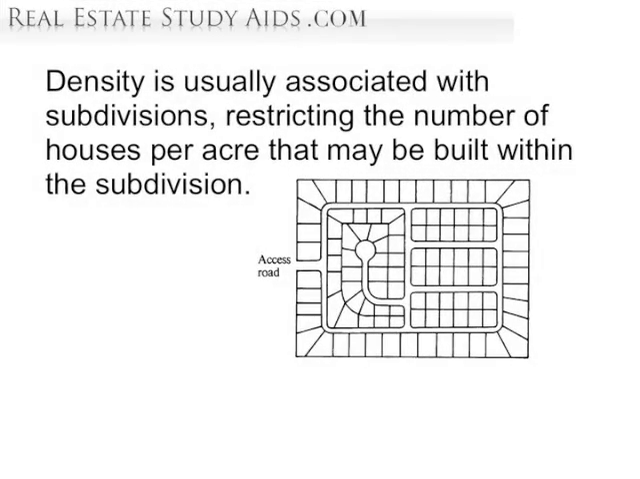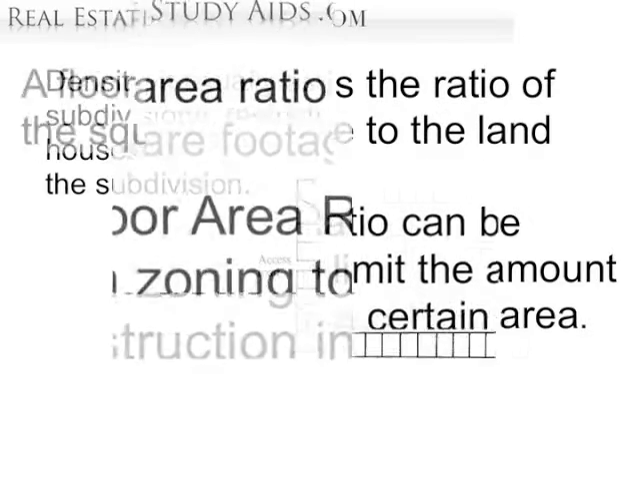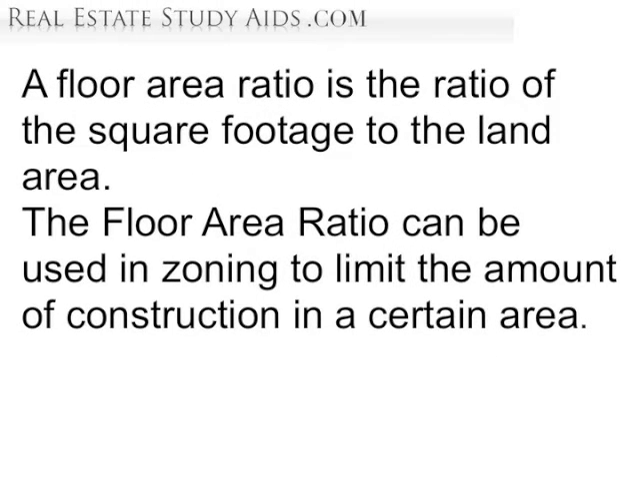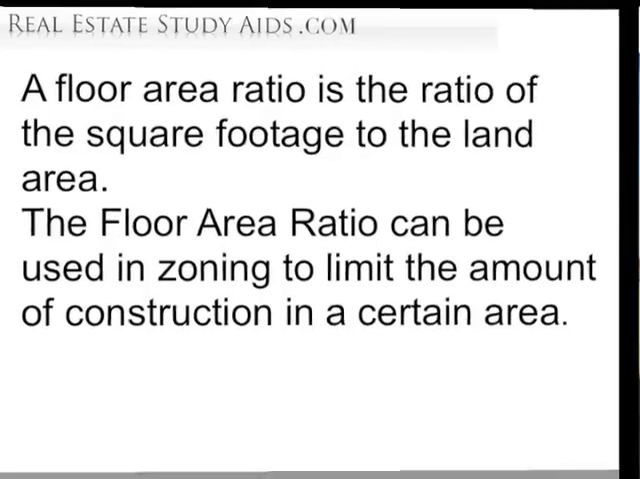Density is usually associated with subdivisions, restricting the number of houses per acre that may be built within the subdivision. A floor area ratio is the ratio of the square footage to the land area. The floor area ratio can be used in zoning to limit the amount of construction in a certain area.